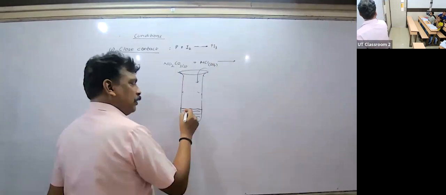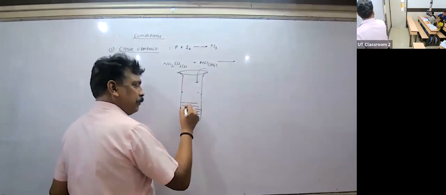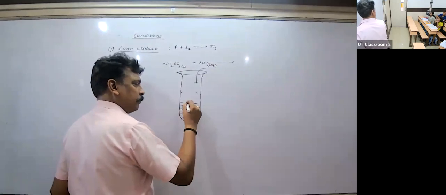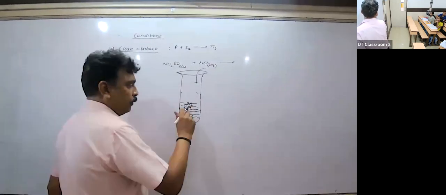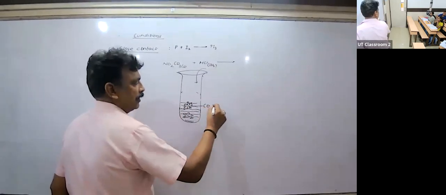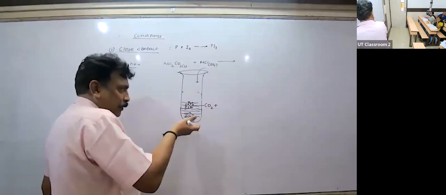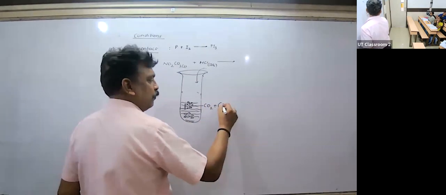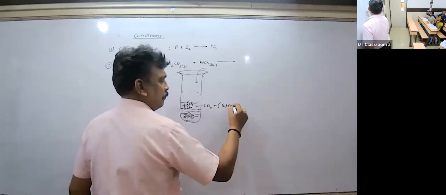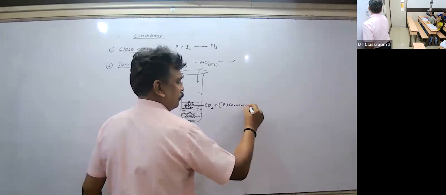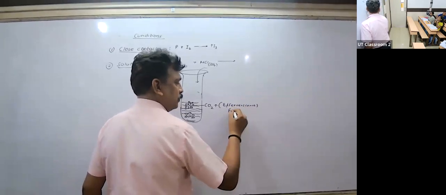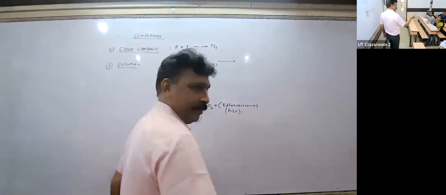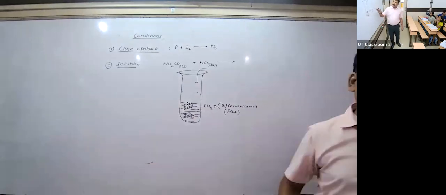Immediately you will find some bubbles coming up very strongly. Those bubbles are nothing but what? Carbon dioxide. These bubbles coming out due to the evolution of carbon dioxide is called what? Effervescence. A fizz. Fizz, you know, foam-like. So that is what is happening.